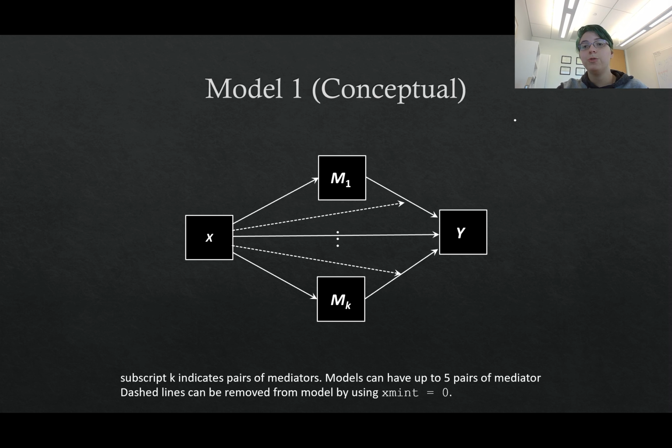But also, if you do not want that interaction estimated in your model, you can use the option xmint. In all of the models, I have included these dashed arrows as things that can be removed when you turn this xmint option off, so setting it to 0.